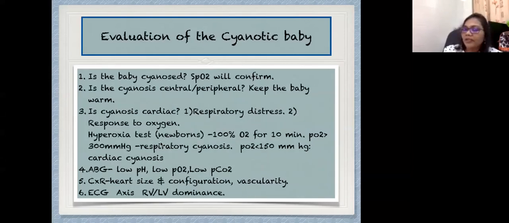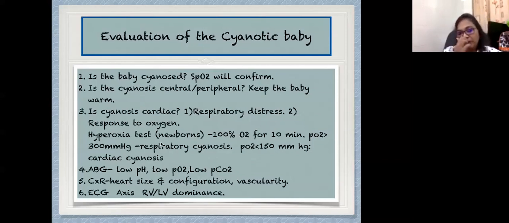So now, how do we evaluate the cyanotic baby? One, you have to confirm whether the baby is cyanosed or not. How do you do that? You can use SpO2 to confirm. Two, you have to answer the question whether it is central or peripheral. If you doubt that it could be peripheral cyanosis, keep the baby warm for some time and then check again. If it is peripheral, it will get relieved.